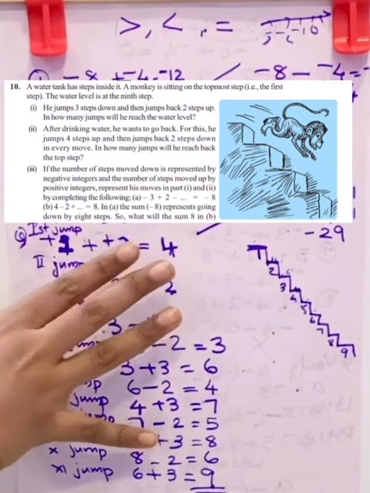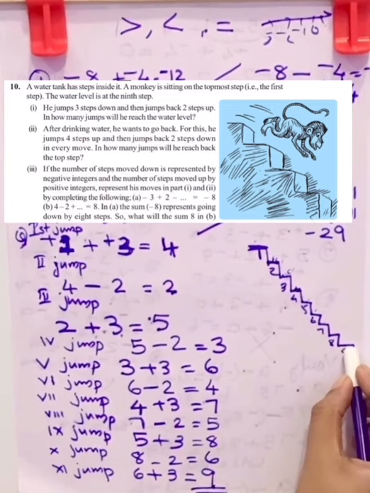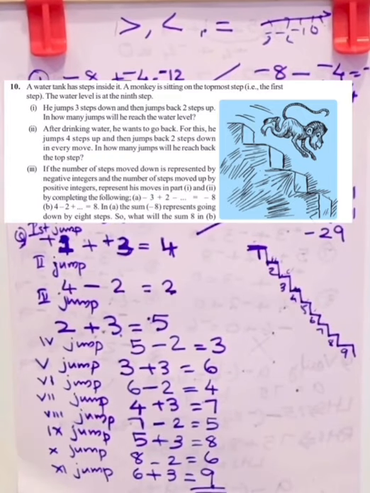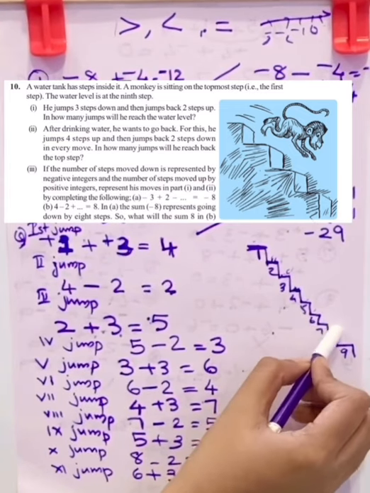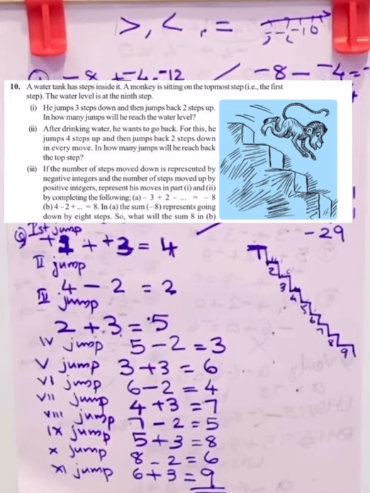In the same question, there is a sub question there. After drinking water, that is from here, he wants to go back. For this, he jumps 4 steps up and then jumps back 2 steps down in every move. In how many jumps will he reach back that top step?